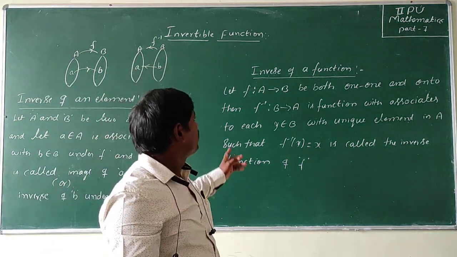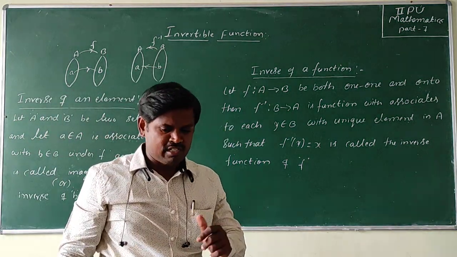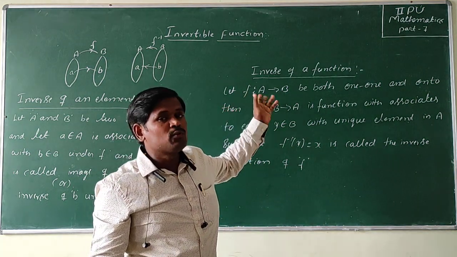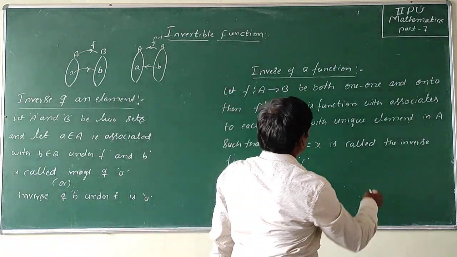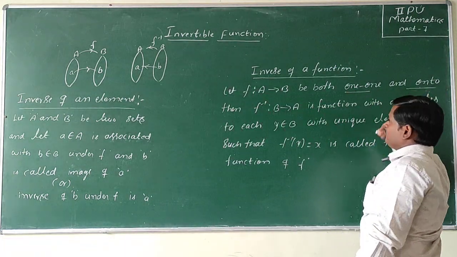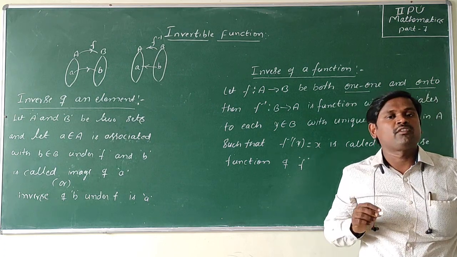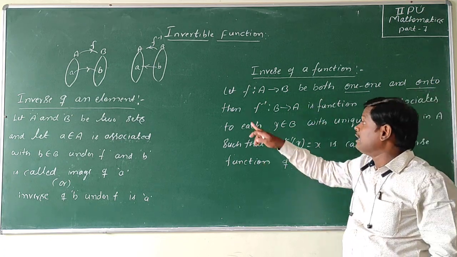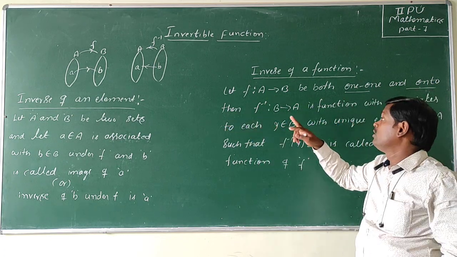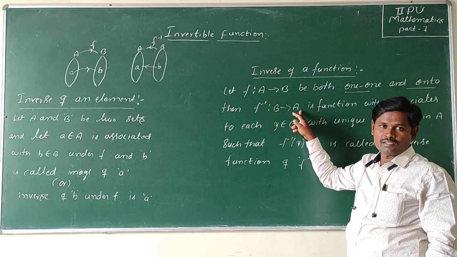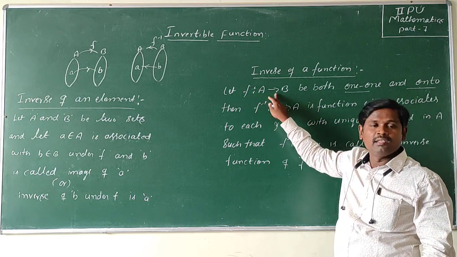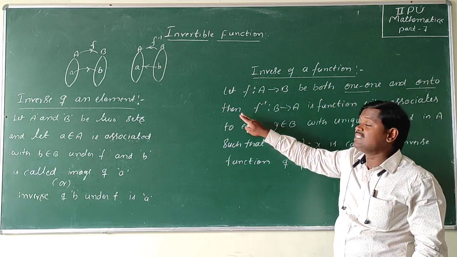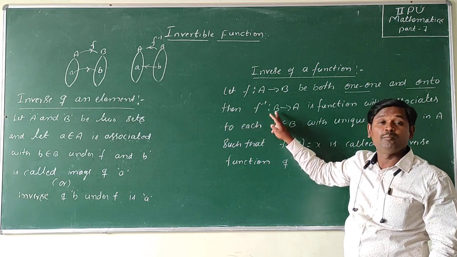So what about the inverse of a function? See here. Let f be a mapping from A to B which is both one-one and onto. This is very important. That means it is bijective. Then there exists another function f inverse, mapping from B to A.